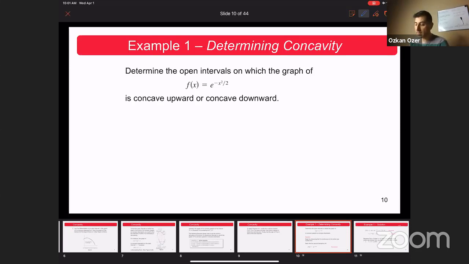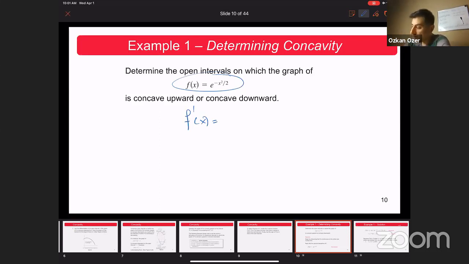Okay, let's see if we can determine the concavity of this function. Remember that all we are interested in at this moment is the second derivative of the function. So let's look at the first derivative.